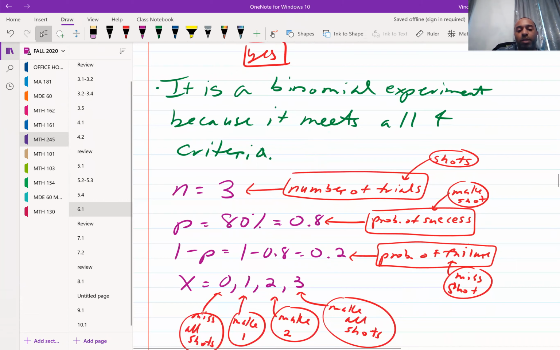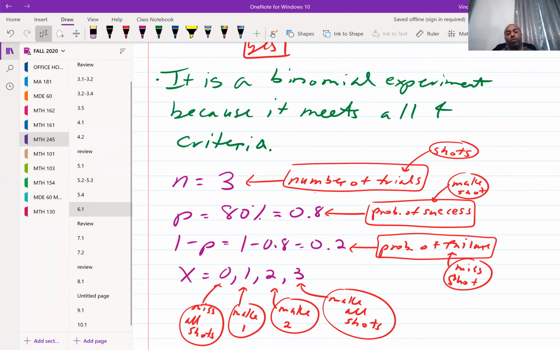And then x is going to be 0 to n. So that's 0 to 3. 0 means that the person missed all 3 shots. 1 means that the person made 1 shot. 2, made 2 of the shots. And then 3, made all 3 of his or her shots. So your x is always going from 0 to n. Whatever the number of trials is, that's going to be the last number that x could possibly be. And 0 is always going to be the first number that x could possibly be.